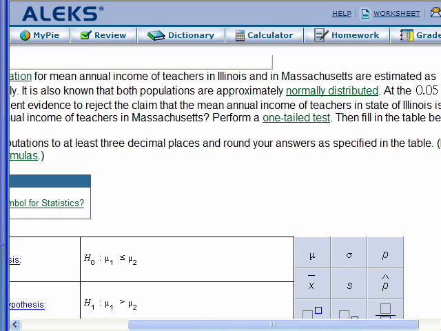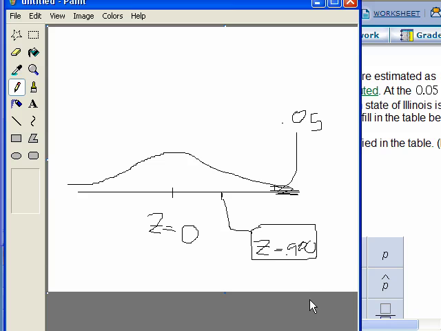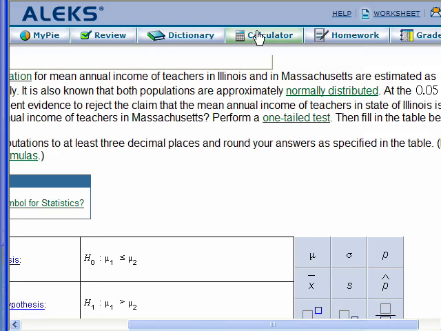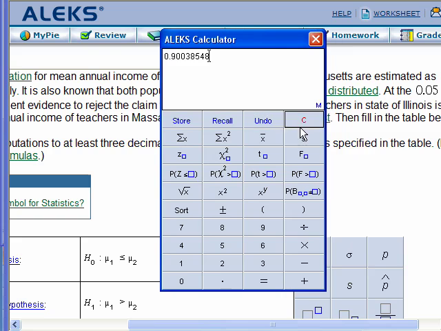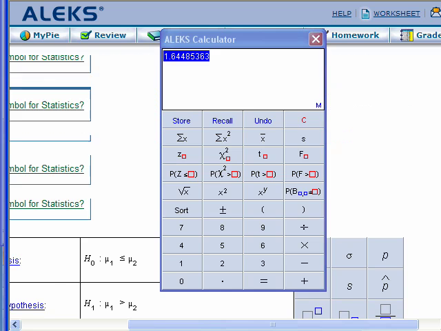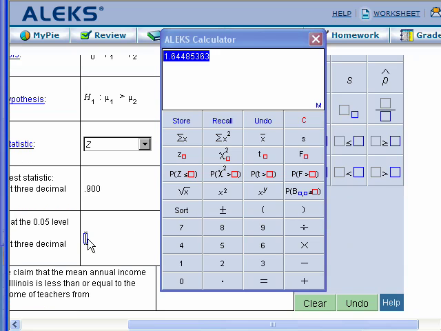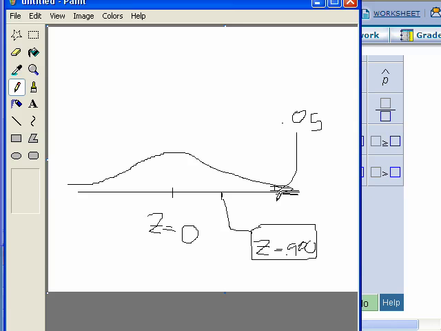So again, we're looking at our Paint here, and I want to find what is the Z-score that corresponds to here. And we can use the calculator to do that. So I'm going to hit Z of 0.05, and it gives me 1.645. And how many places do they want me to do this? To 3 decimal places. So 1.645. All right. So when I go back to my Paint program, this here is 1.645.